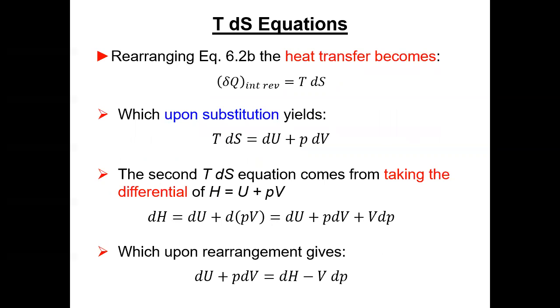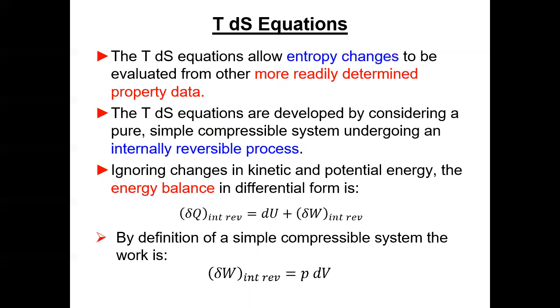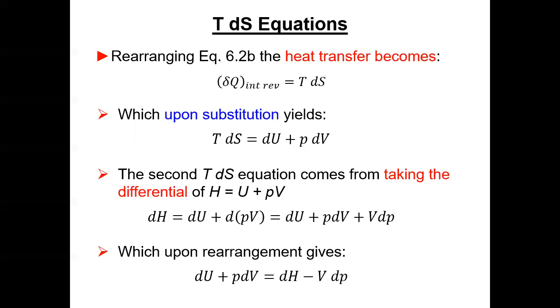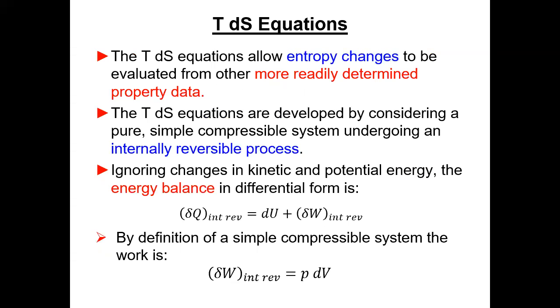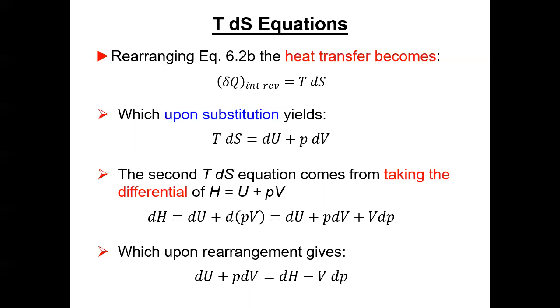Okay, and then our previous equation, 6.2b, we just rearrange in differential form. The delta Q internally reversible is TdS, because what we had was dS is delta Q over T. So I can multiply across by T and get delta Q internally reversible is TdS. And then guess what? I'm just going to substitute the PdV and the TdS into this little energy balance equation. Pretty simple. Ta-da! And that's the first of the TdS equations. So TdS is equal to du plus PdV.